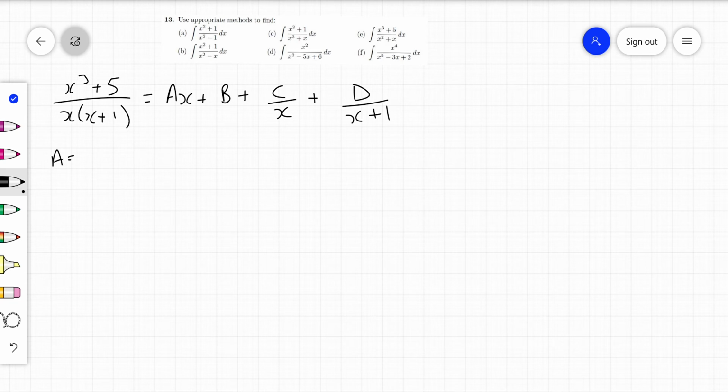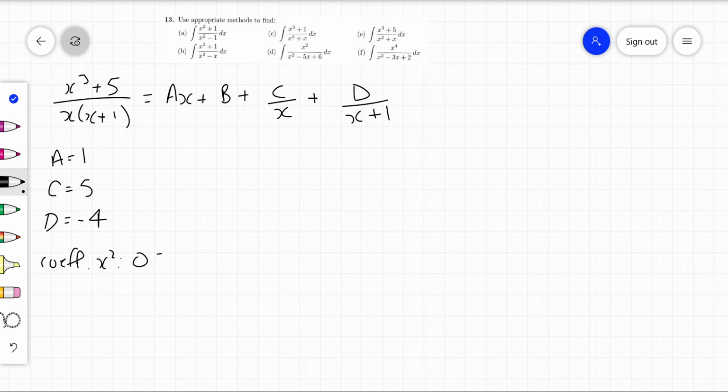A, the coefficient of x cubed, is going to give us a, so that'll be 1. We can cover up the x to find c and sub in 0 and you get 5. And we can cover up the x plus 1 and sub in -1 to get d. But then we have to look at something to find our b and perhaps the coefficient of x squared.